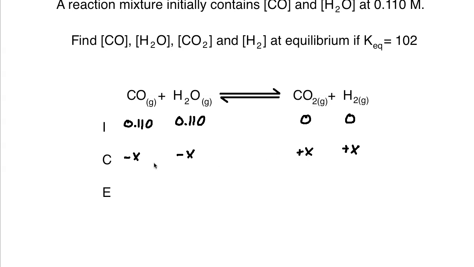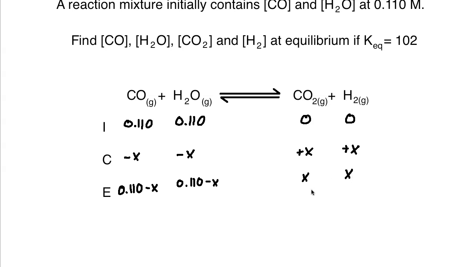Okay, so then for the equilibrium part of the ICE chart, I simply express this as the initial and then the change as the final equilibrium. So I have some initial amount that is 0.110, and I will lose some amount X on the way to equilibrium. Same thing for the water vapor. I have an initial concentration of 0.110. I'll lose some amount X, and then 0 plus X is just X, and 0 plus X is just X.